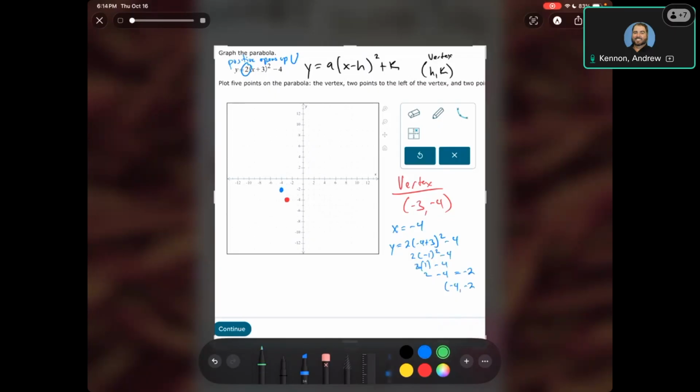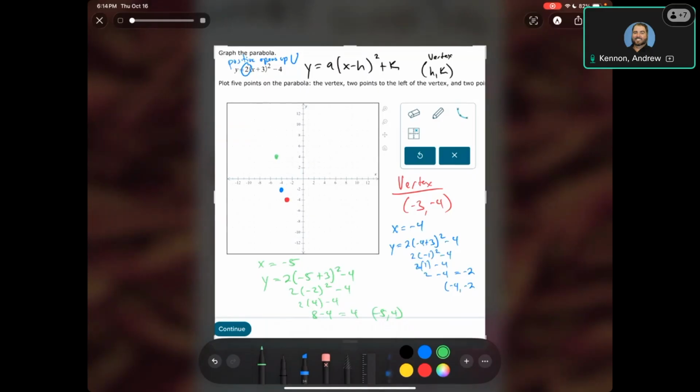Now I'm going to plug in another point. Just keep another point on the left. Do -5. Y equals 2, -5 plus 3. So that's 2, what is that, -2 squared? So that's +2. No, I'm sorry, +4. Why do I keep doing that on my 2's? So that is 8 minus 4 is 4. So this is the point -5, 4.